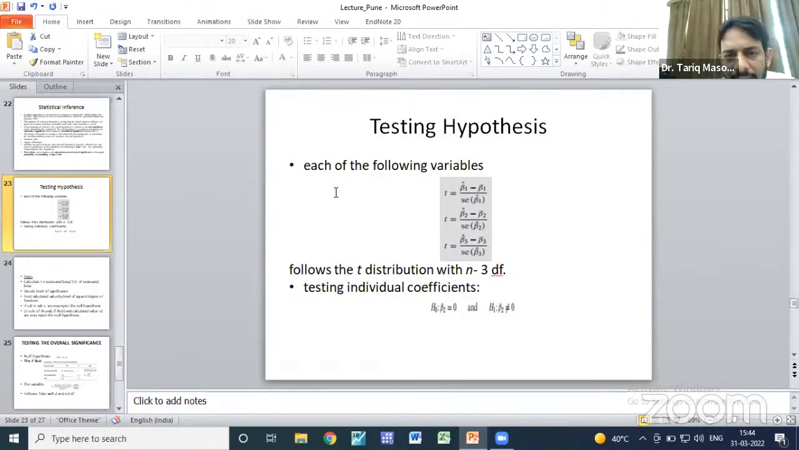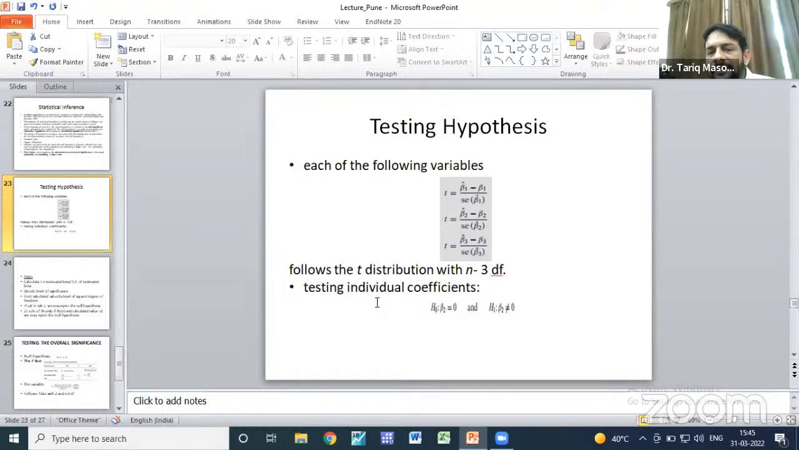Now, next stage in hypothesis testing is to find t values. You can find t values on the same lines as in case of mean testing. Mean analysis that you do in statistics, beta 1 cap estimated value minus beta 1 true value, hypothesized value, divided by standard error of beta 1. This is t value which follows t distribution with n-3 degrees of freedom for multiple regression model, for 3 variable regression model.